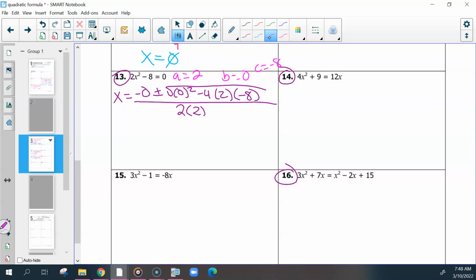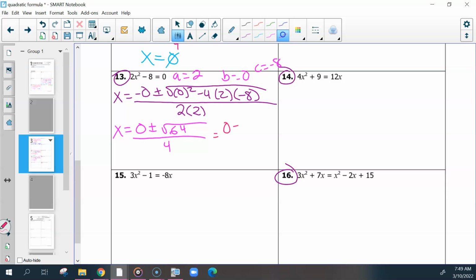So now when you do the number underneath the square root, you don't have to worry about the 0 squared. Just this last part, you're just multiplying these three together. Include the negative with that, so it'd be negative 4 times 2 times negative 8. $64. I think that was right. Yep. Is 64 a perfect square? Yes.